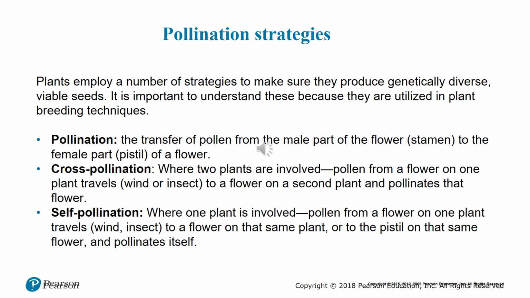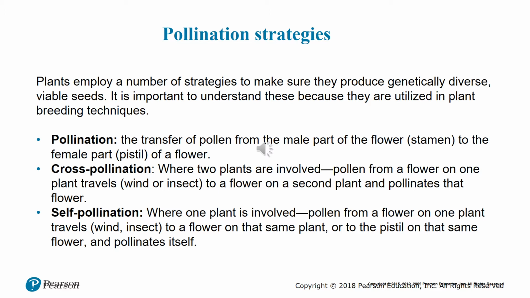The time it takes for that pollen grain to move from the stigma and grow a tube down and deliver the sperm can be a few hours to quite a few months. So pollination and fertilization are separated in time. Cross-pollination is where two plants are involved. Pollen from a flower on one plant travels to a flower on a second plant and pollinates it. Self-pollination is where it all happens on one plant.